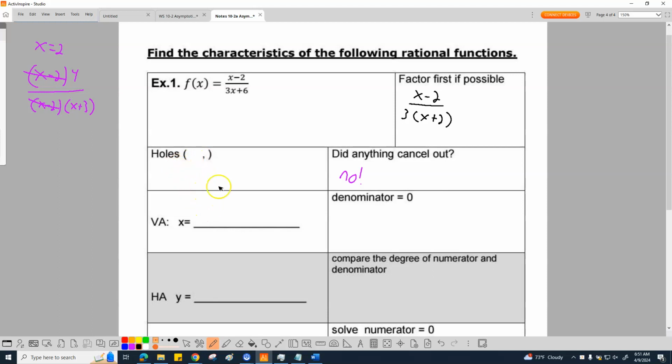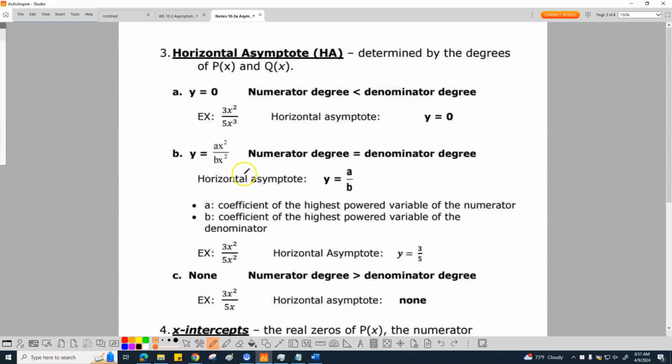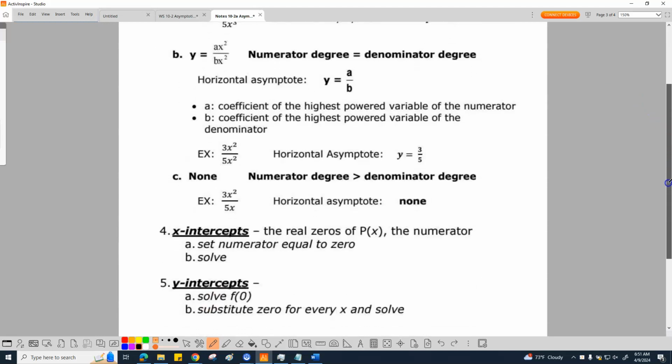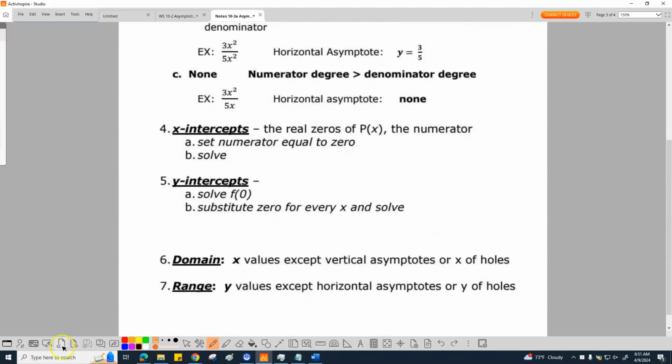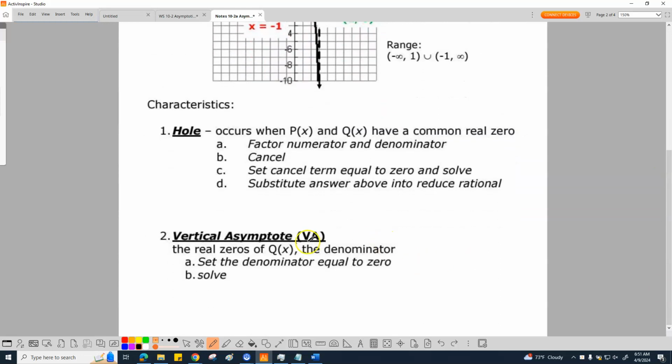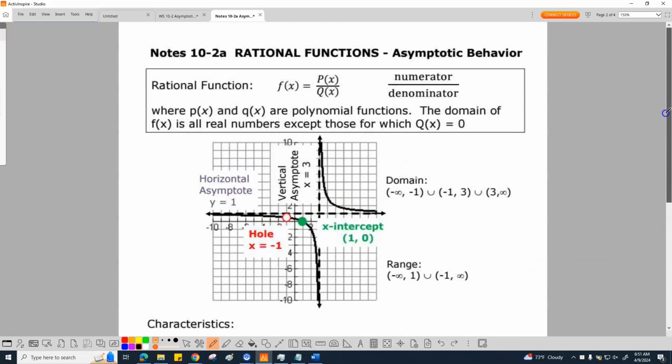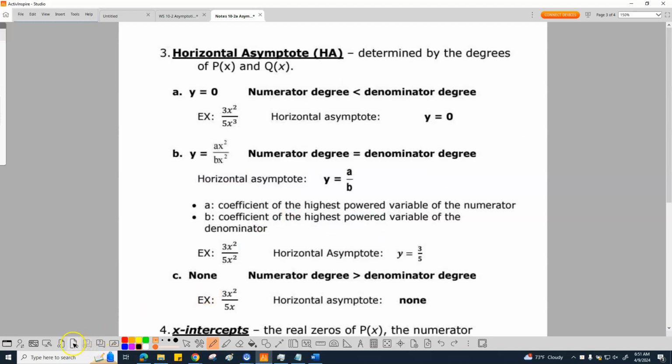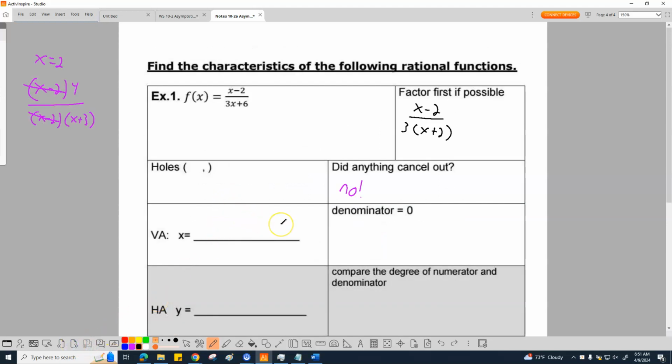The vertical asymptote. All right, I'm going to go ahead and take you to our sheet over here. Vertical asymptote is right here. So use your notes and say, what does it say for the vertical asymptote? It says set the denominator equal to 0 and solve. Okay. Set the denominator equal to 0 and solve. That's what it said for this particular vertical asymptote.